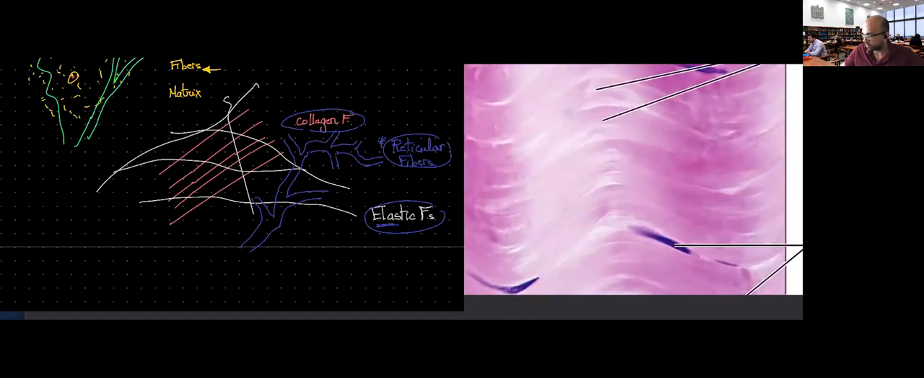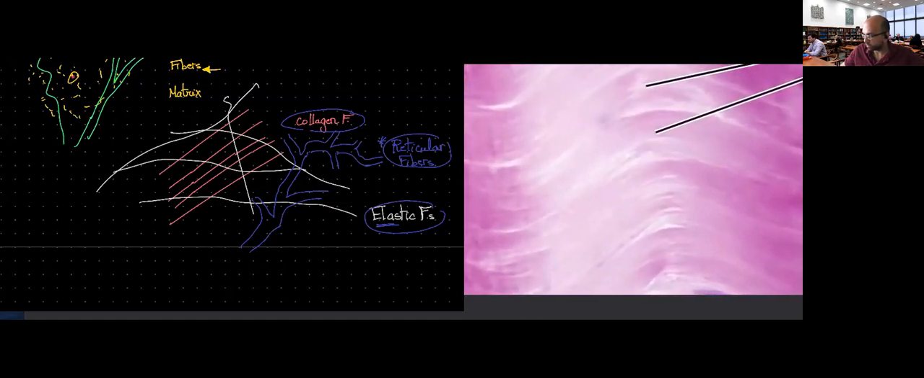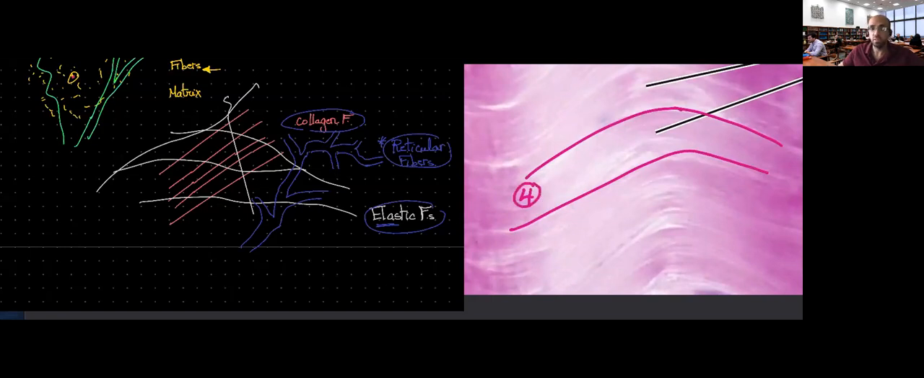What's this one? Please answer this as number 4 for the in-class activity. What do you think? Are those thick bundles of fibers, or thin, darkly stained long fibers, or are they branching fibers? What do you think? Collagen fibers, exactly. Collagen fibers.